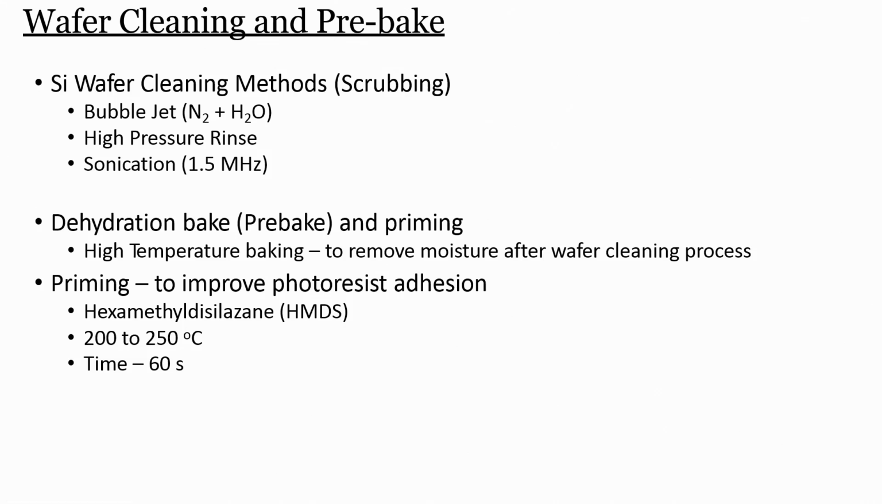Like I said, wafer cleaning and pre-bake can be done by bubble jet, high pressure rinse, or sonication. Dehydration or pre-baking can be done by high temperature baking to remove moisture, right, after the wafer cleaning process. Priming or primer is used to improve photoresist adhesion. HMDS is used. HMDS is hexamethyl disilane, and that is used to improve the adhesion of a photoresist onto the substrate.